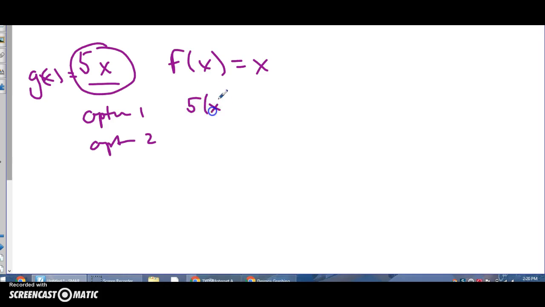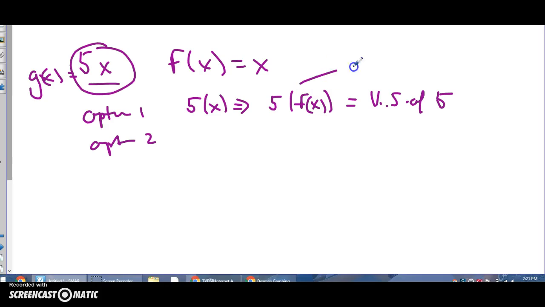So it's 5 times the function of x. So here you'll have 5 times f at x. Okay, so that's 5 times f at x, and that's then going to make it a vertical stretch of 5. Because it's a 5, that makes your a 5.